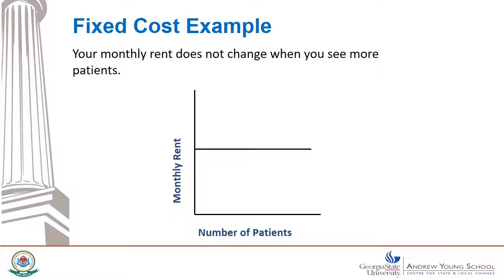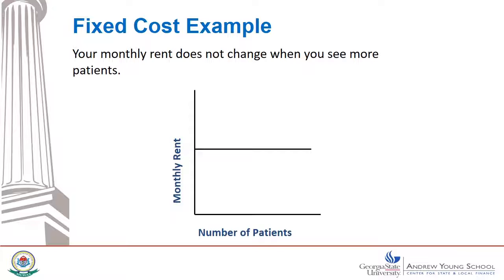This graph shows an illustration of fixed costs staying the same over a change in activity. As the number of patients increases, plotted on the x-axis, the monthly rent, plotted on the y-axis, stays the same. There's a variation of this fixed cost termed step fixed costs. That's where costs that are fixed between two service level points will change after a certain point.